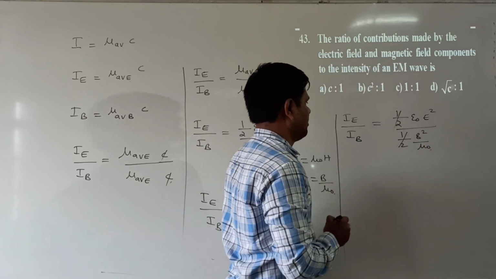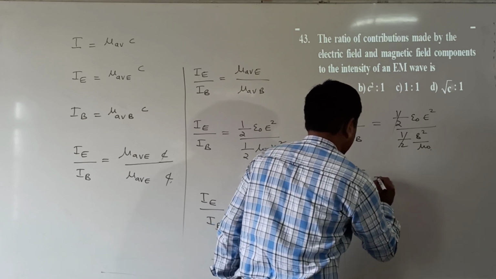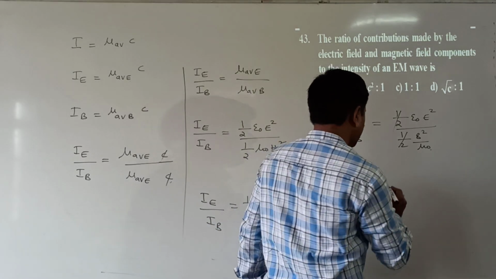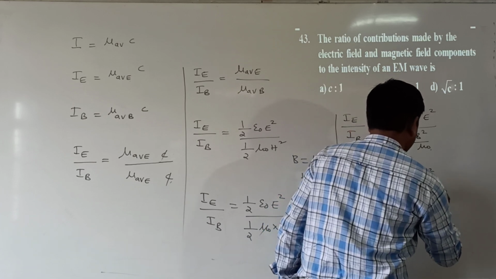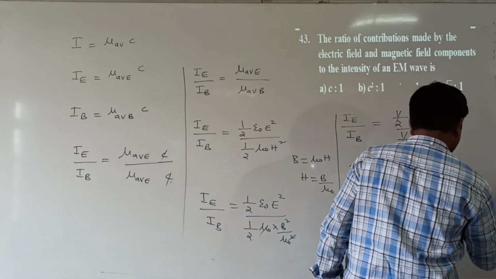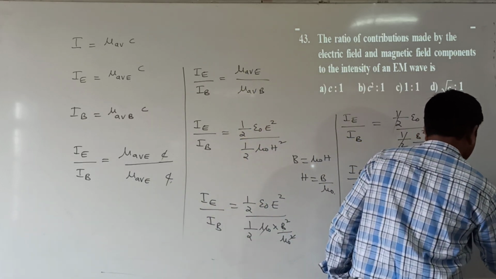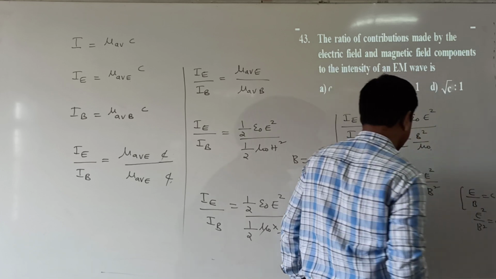Half of it also cancelled. Now what is the value here? I by IB is equal to mu naught epsilon naught into E square by B square. But we know that here E by B is equal to C. Now E square by B square is equal to C square.